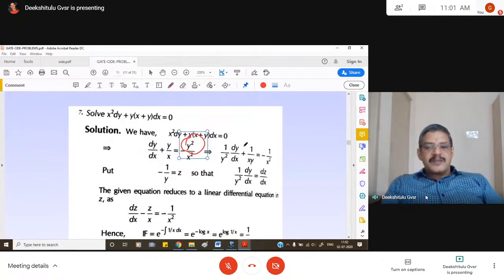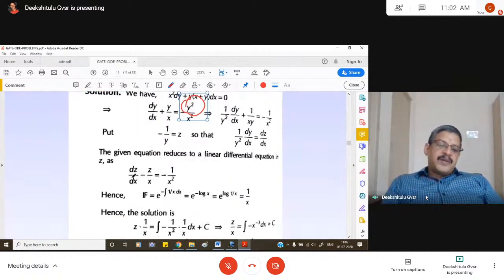So what do we do in this case? Divide throughout by y square. So 1 by y square dy by dx plus 1 by xy is equal to minus 1 by x square. If you put 1 by y is equal to z, then 1 by y square dy by dx becomes dz by dx. So dz by dx minus z by x is equal to minus 1 by x square.